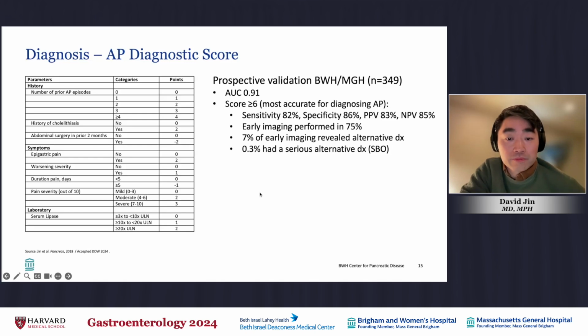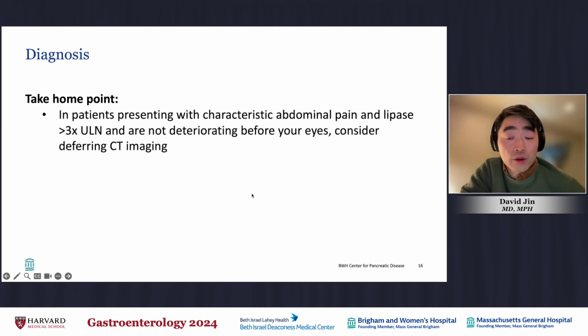So my take-home point when it comes to diagnosis is that in patients presenting with characteristic abdominal pain and a serum lipase greater than 3 times normal, and who are not actively deteriorating before your eyes, consider deferring early CT imaging.